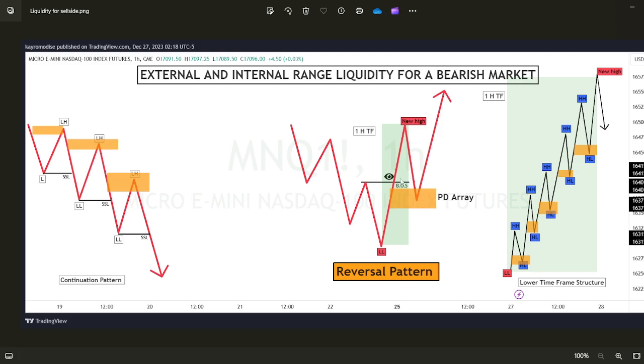What is it that you have? Market structure or break of structure right here. I do not want to say market structure shift, by the way. After that, the price will come back just to take out that direction there. Look at this pattern right here.